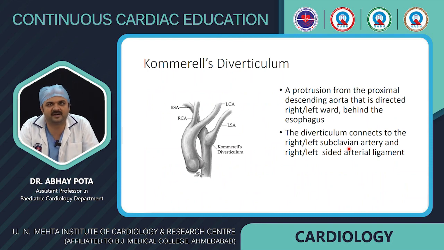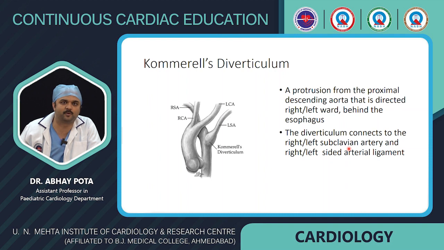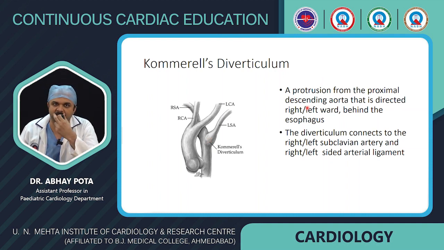Next term is Kommerell diverticulum. What is Kommerell diverticulum? It is basically a protrusion, a dilated part. It is just the initial dilated part of subclavian artery. It is a protrusion from the proximal descending aorta that is directed rightward or leftward behind the esophagus. This diverticulum connects to the right or left subclavian artery and right or left sided arterial ligament. So this is basically a protrusion or dilated part of proximal subclavian artery.